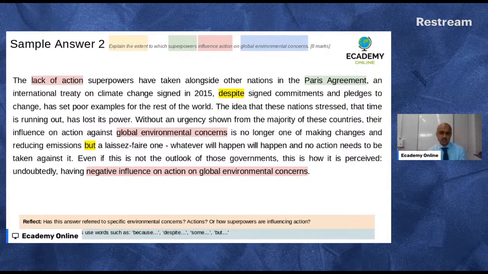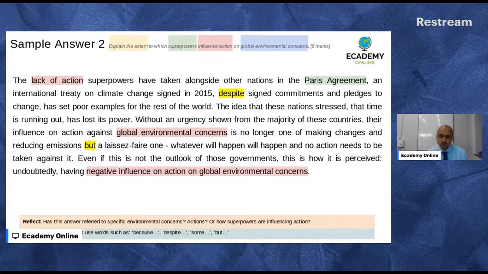The next sentence, the idea that these nations stress that time is running out has lost its power. Okay, so I'm not sure what this is referring to. If I was just a layperson, didn't know what this question was about, didn't know anything about this topic, I wouldn't understand. Is that referring to the Paris Climate Accords? Is that referring to the fact that today no one's doing anything? What does that mean that nations stressed? I don't know what that means. Do you mean economically, socially, environmentally? Do you mean politically? What's being referred to here?